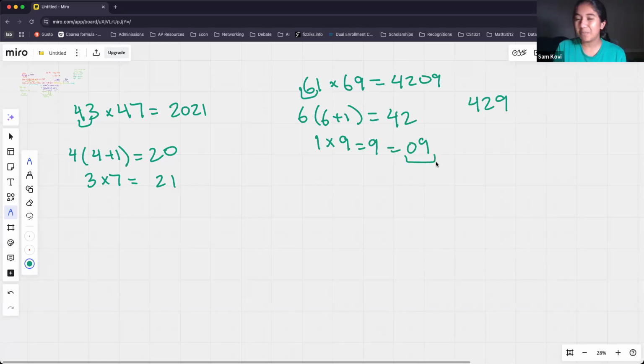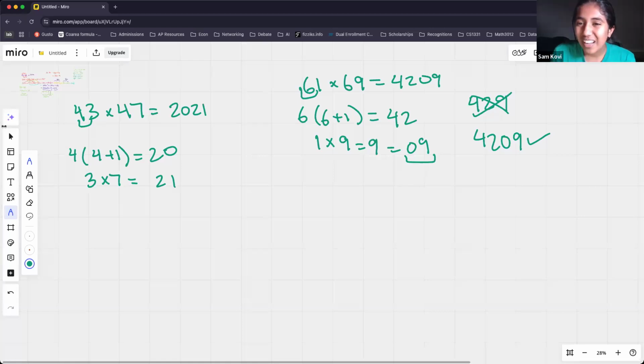I saw a lot of you already writing this as 0, 9. So we have to express this product as a 2-digit number. So even though 1 times 9 is 9, we write it as 0, 9. So 429 is incorrect. The correct answer is 4209, and that's how we get our final answer.